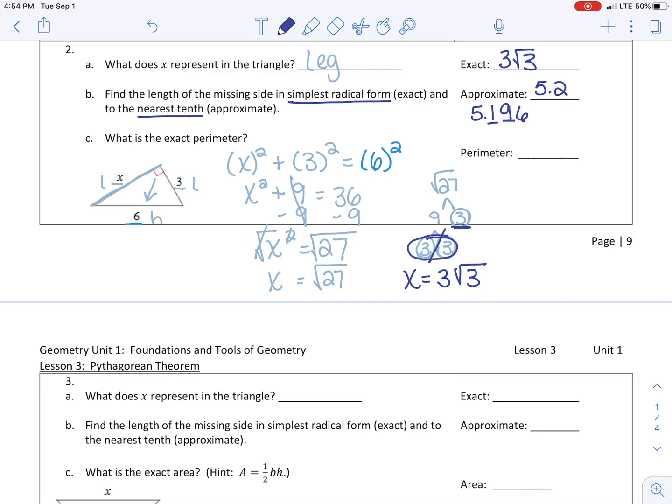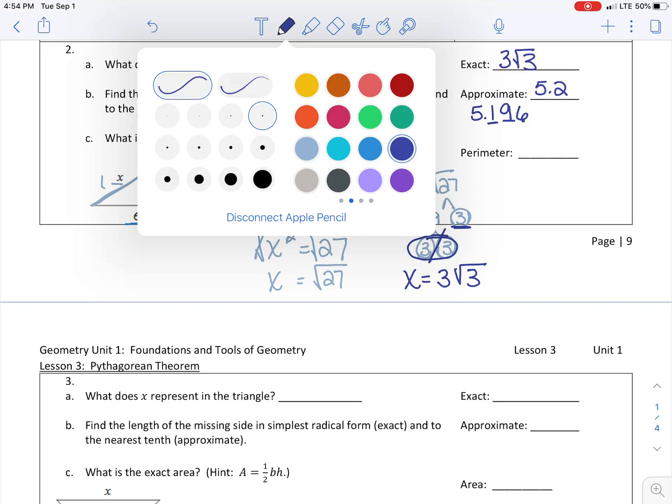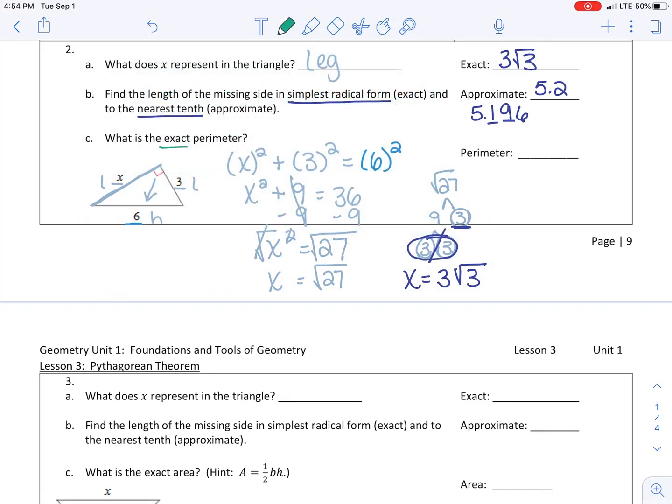Now it also says for part C, so now we're jumping to part C here, it wants the exact perimeter. And perimeter is the distance around a shape. So it's all your side lengths added together. So if I add all of my side lengths together, I have 3, I have 3 root 3, and I have 6. If I add all of that together, the only 2 things I can combine are the 3 and the 6 because they are like. So we have 9 plus 3 root 3.